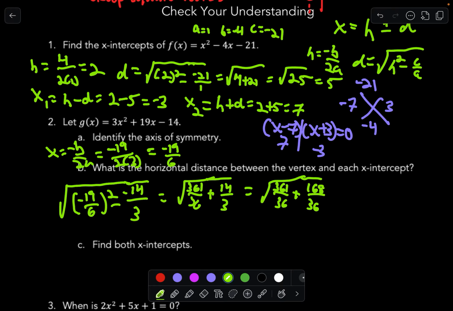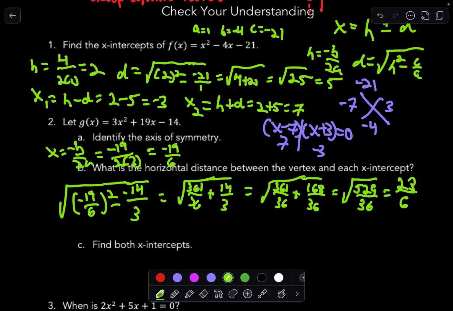Combine the terms. This is ugly. All right, 361 plus 168 gives you 529 over 36. That's ugly, but luckily for us, 529 is a perfect square. It comes out to be 23. So this equals 23 over 6.